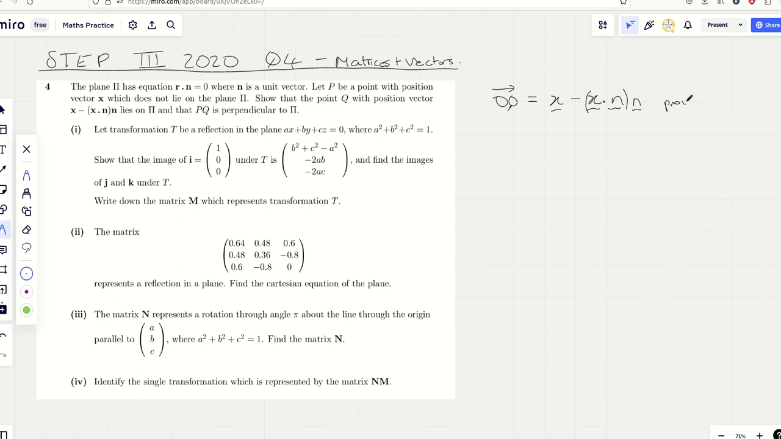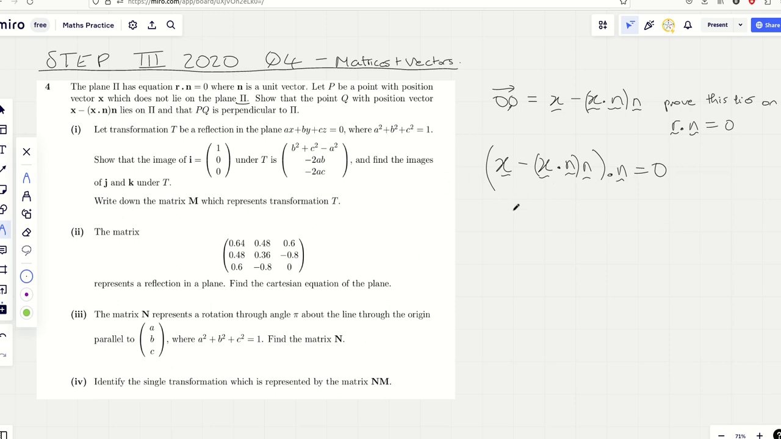We've got to prove this lies on the plane pi. Okay, so let's do it. r dot n equals 0. Well, we're going to plug this in here as our r. So we're going to have x minus (x dot n), that's a scalar, multiplied by n, and then we dot that with n, and that equals 0. So first we're going to apply the distributive property of the dot product.